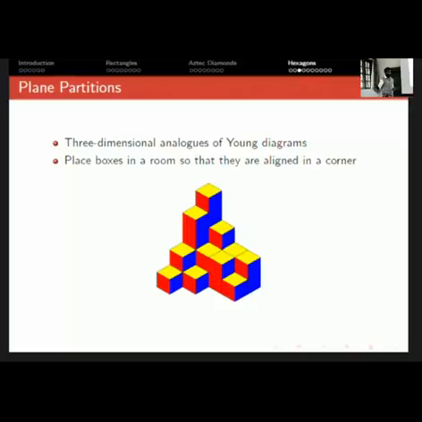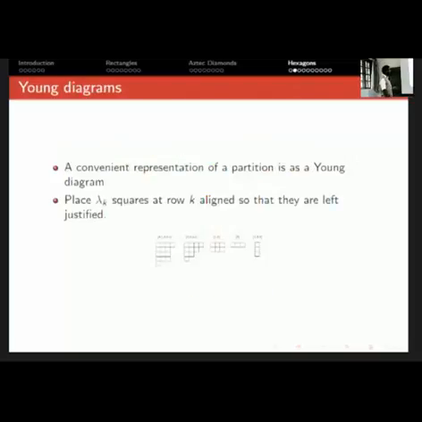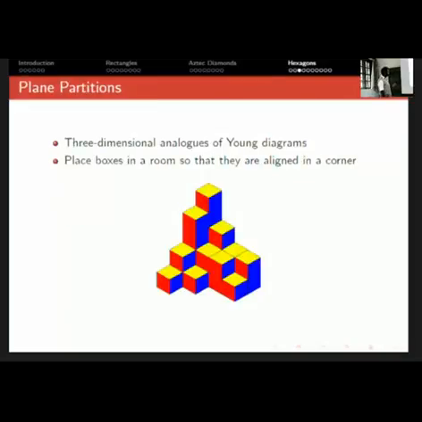Just like the Hardy-Ramanujan formula, one can ask questions about the number of plane partitions of N. What is N here? The total number of boxes. The Young diagram is a 2D version, so the total number of boxes is N. Here also, the total number of boxes.